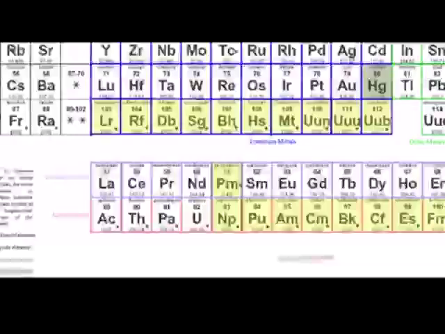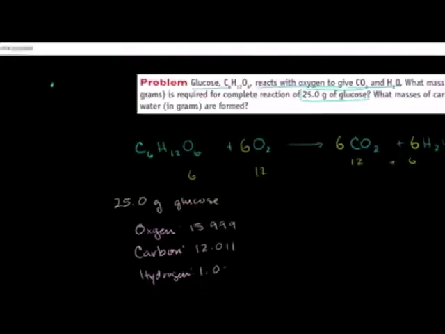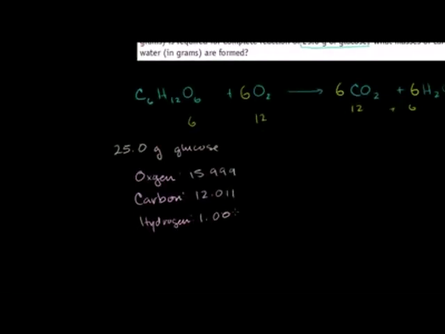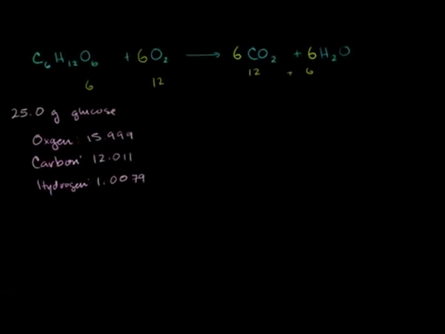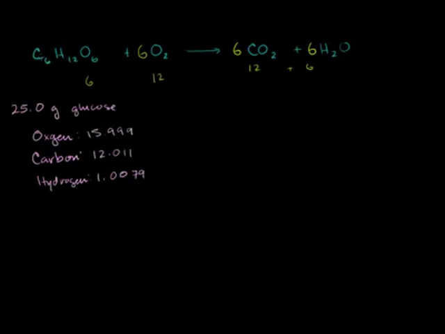Was it 1.00, or 1.0 or 2 zeros? It was 2 zeros. 1.0079. So, what's the atomic weight of glucose given all of that? Let me scroll down a little bit.